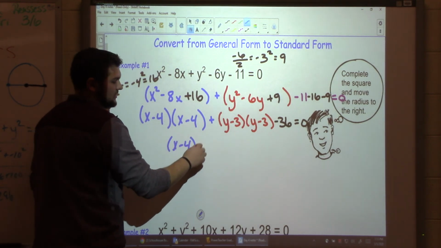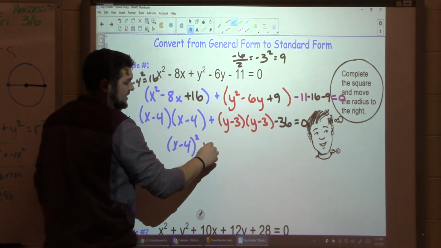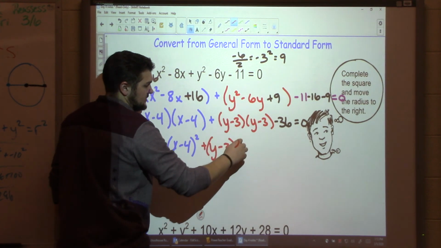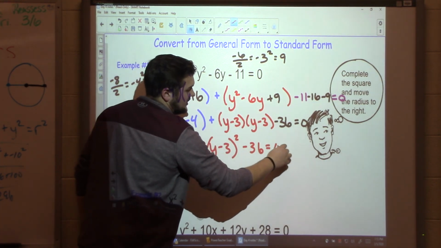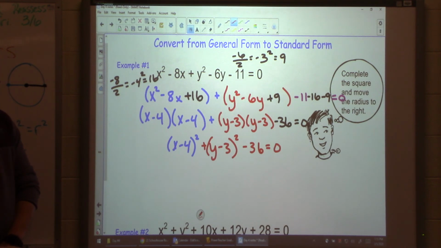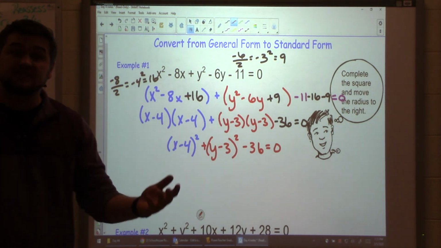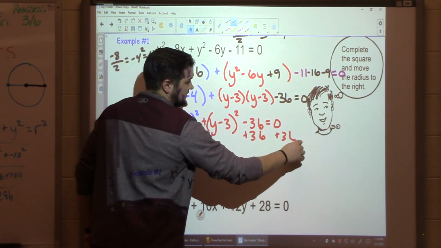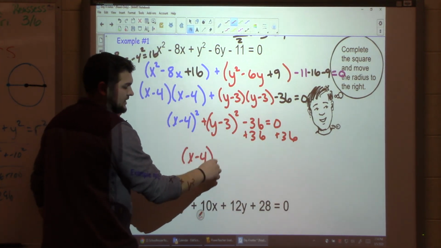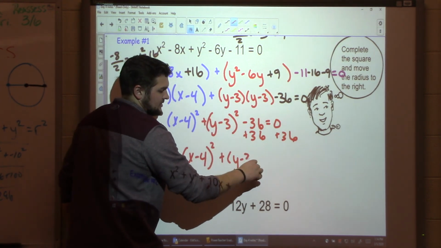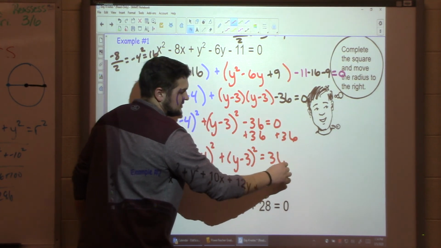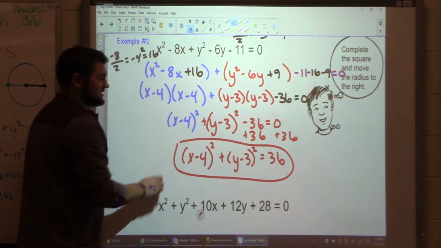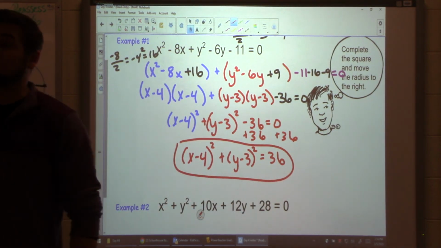x minus 4 squared plus y minus 3 squared minus 36 equals 0. Well, we're really close to that standard form. What's that? Add the 36. Add the 36, right? If I add 36, I get x minus 4 squared plus y minus 3 squared equals 36. So remember, my standard form should equal my radius squared.